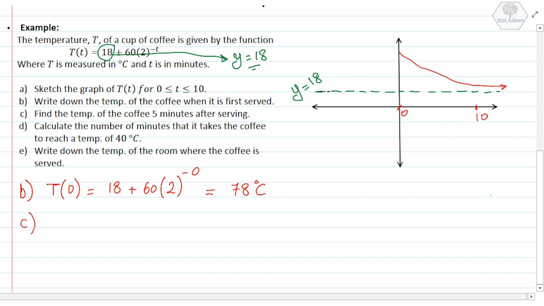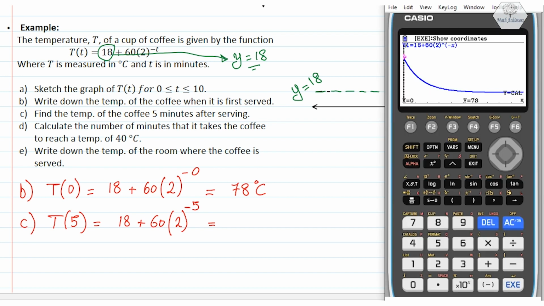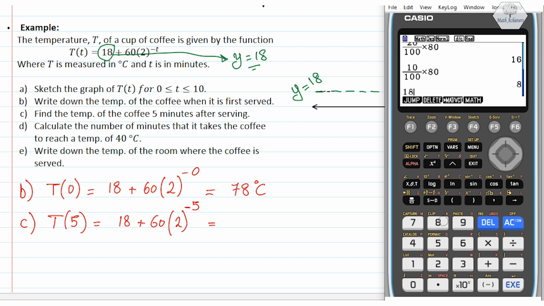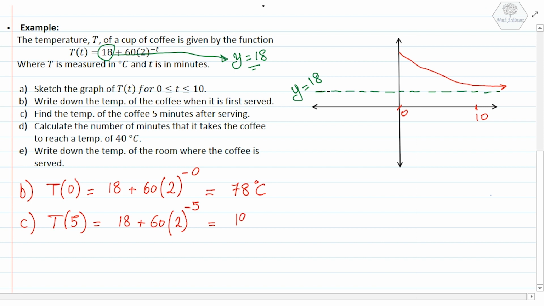Part C. We need to find the temperature of the coffee after 5 minutes. After 5 minutes, this means that the value of small t is equal to 5, which gives 18 plus 60 times 2 to the power of negative 5. I can use the Run-Matrix if you like. It's 18 plus 60 times 2 to the power of negative 5, and this value gives me 19.9 degrees.